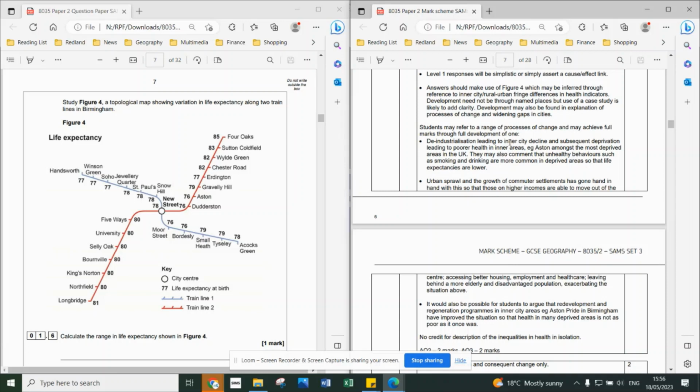Okay, so you could also potentially mention the direction of prevailing winds in the UK, but on the whole, you need to think about deindustrialization and access to green spaces.